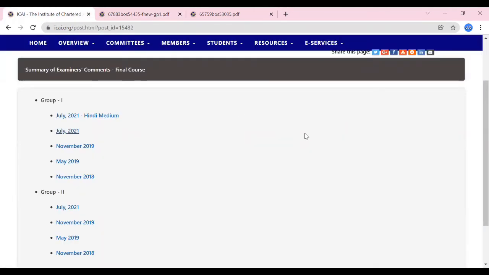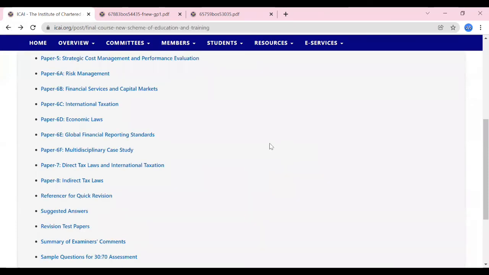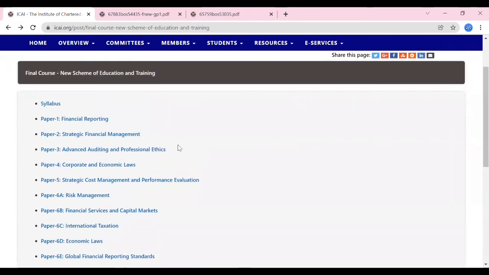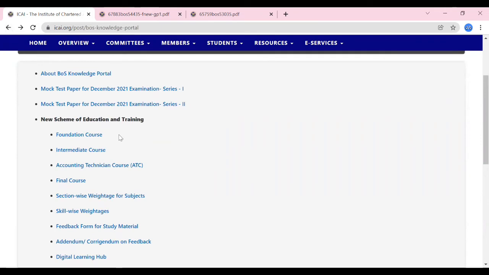But if you do not have ample time to go through the summary of examiners' comments, it would suffice if you just look at the solution and have your paper corrected. So this is an overview of the final course section.